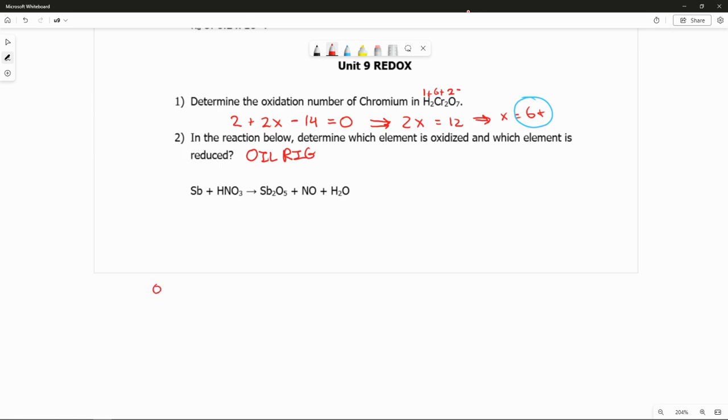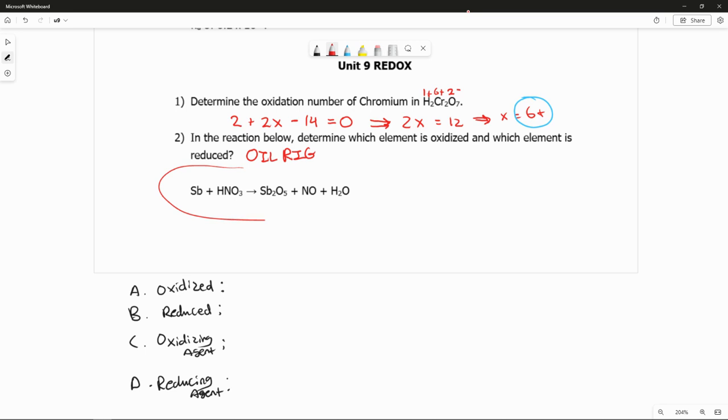We're looking for one oxidized element. We're looking for a reduced element. We're looking for an oxidizing agent. And the reducing agent. All right, with this we can get started.